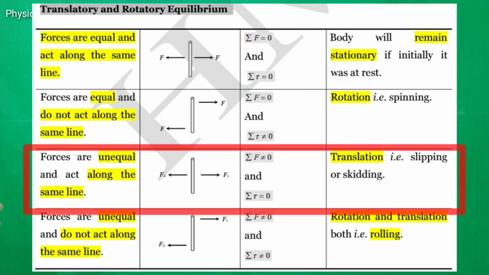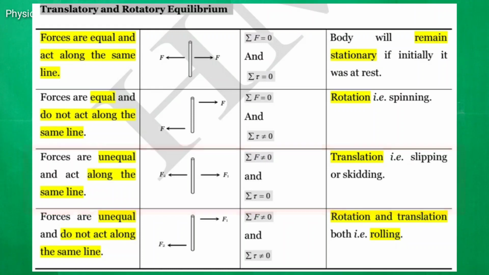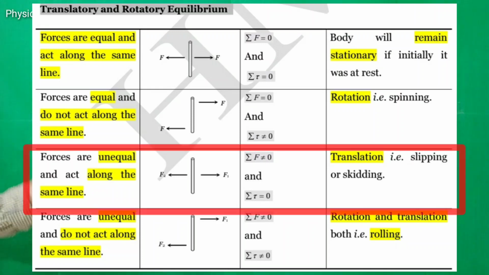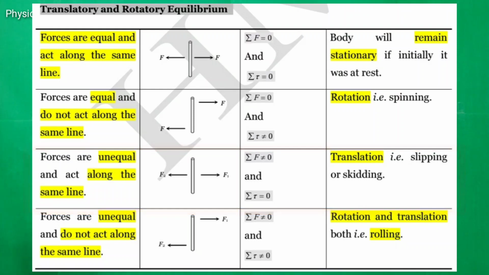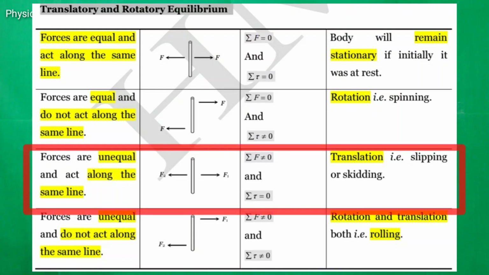Forces are unequal and act along the same line. Third point. Okay. Net force not equal to 0, but sigma tau, net torque, is 0. Translation, body slipping or skidding. No rotation. And the last case.